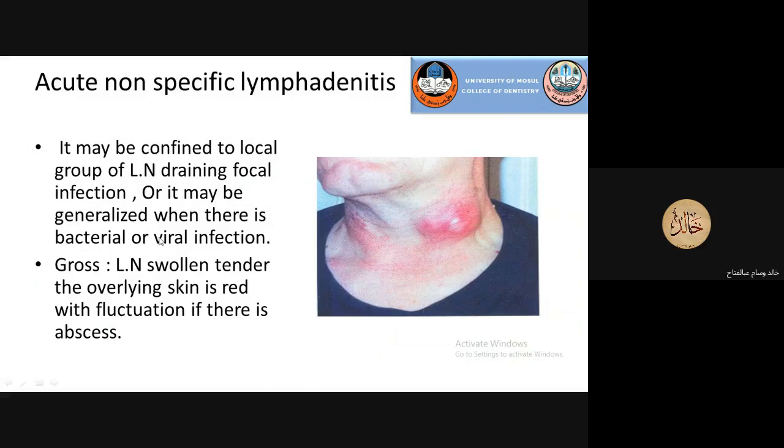So it could be only a single lymph node, or it could be involving all the lymph nodes of the body. Grossly, the lymph nodes, as you can see here, are swollen, tender, and the overlying skin is red with fluctuation and could have abscess formation. يعني all the signs of acute inflammation that we studied in acute inflammation are present. We have hotness, redness, tenderness, swelling, and loss of function.